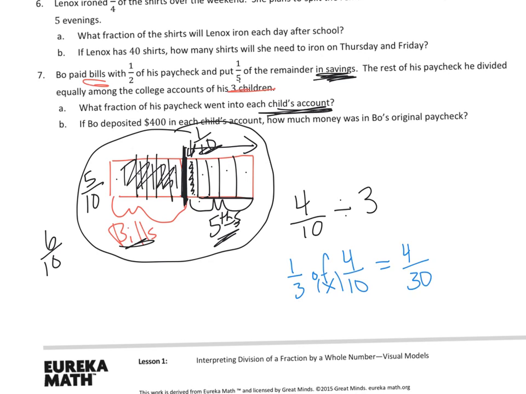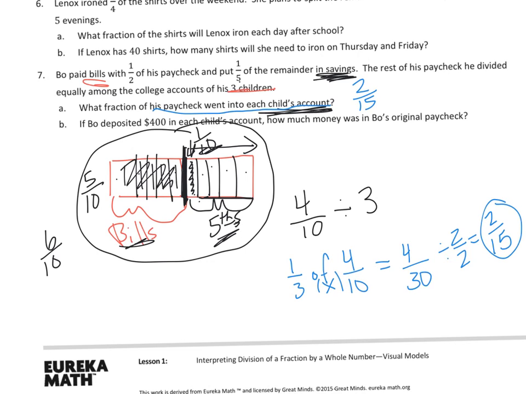But I see that they're both even numbers, so I'm going to simplify this down the best that I can. And that's going to leave me at 2/15. So what fraction of his paycheck went into each child's account? 2/15 of his paycheck did.